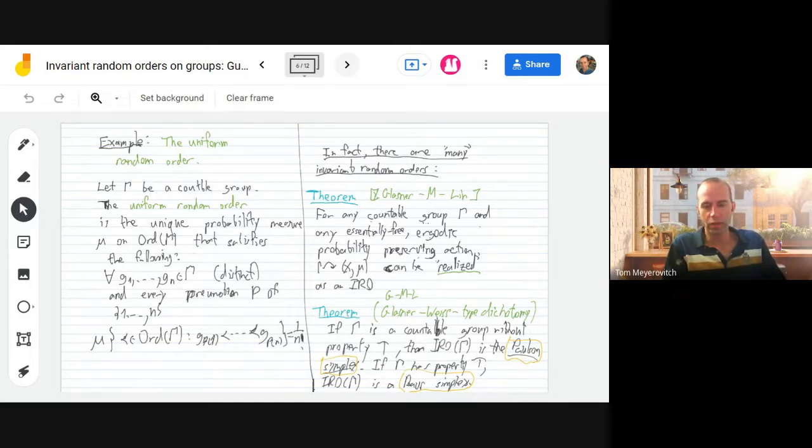It's a classical object in analysis, and it's known to be unique. There's a unique compact simplex which has dense extreme points. It's called the Poulsen simplex. So what we were able to show is that the IRO, the invariant random orders of gamma, which is also a compact convex subset on which gamma acts, also satisfies the same dichotomy.